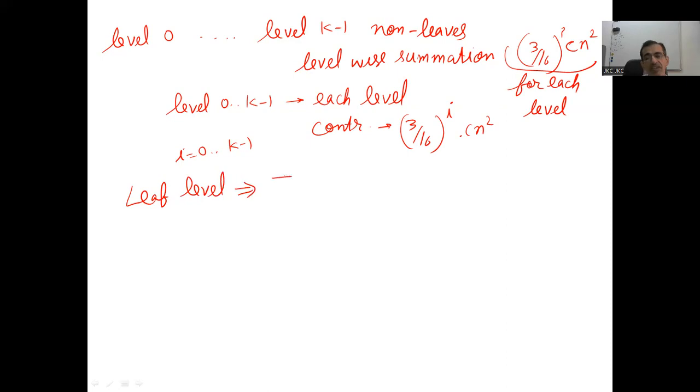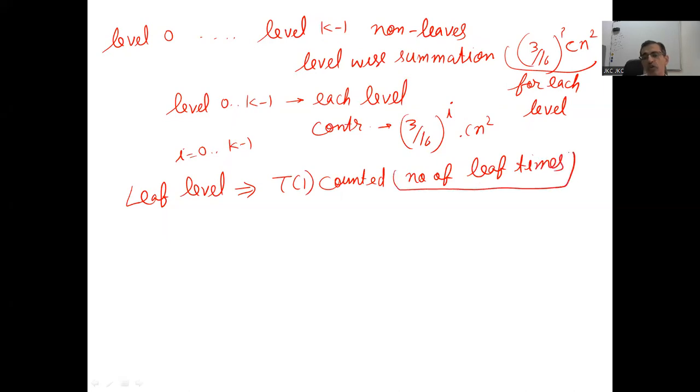For the leaf level, T of 1 is counted the number of leaf times. How many leaves are going to be there? We should know that. So T of 1 will be 1, and 1 is to be added the number of leaf times. How much is this count? Let's try to see that.